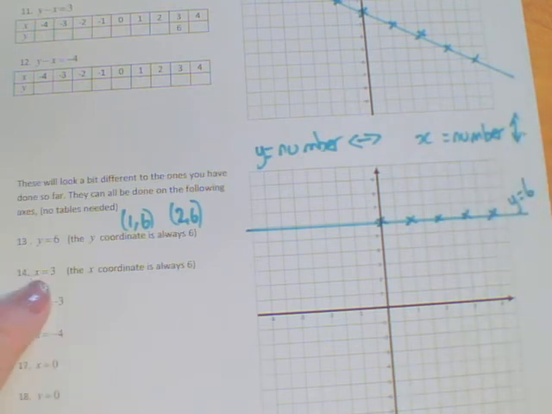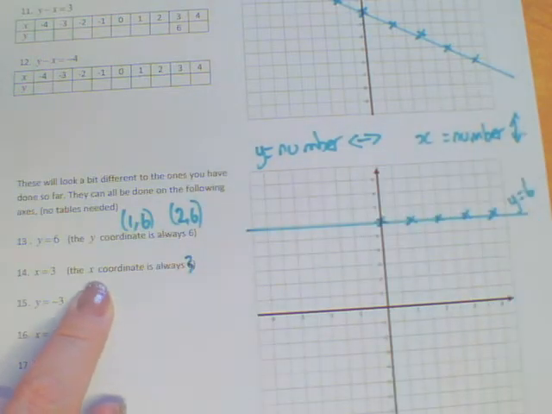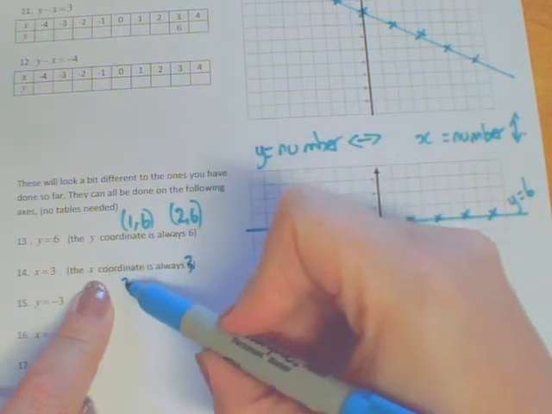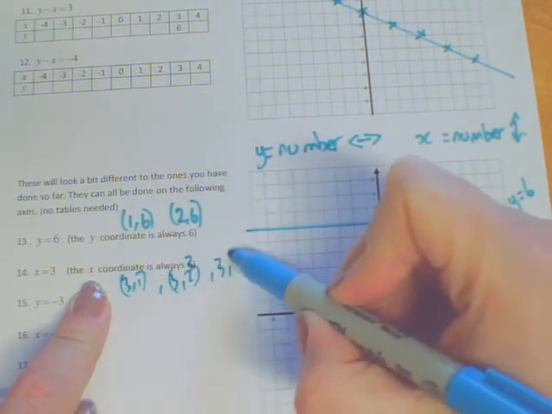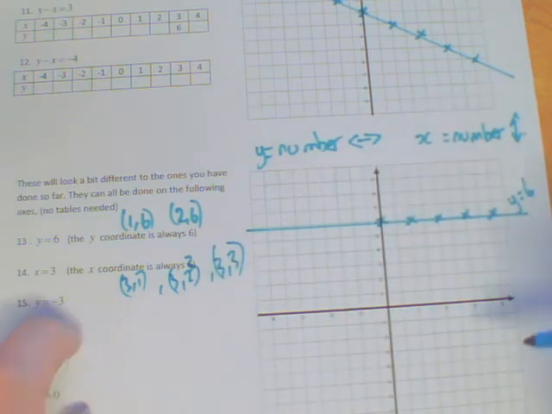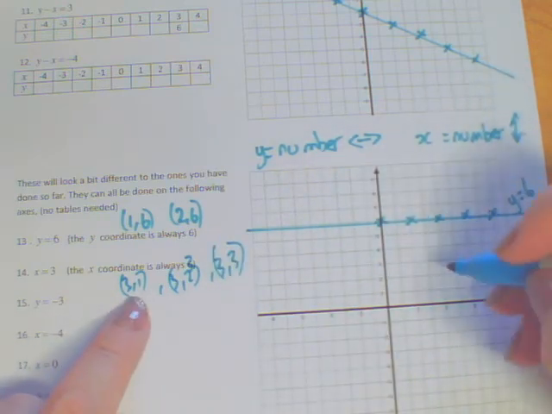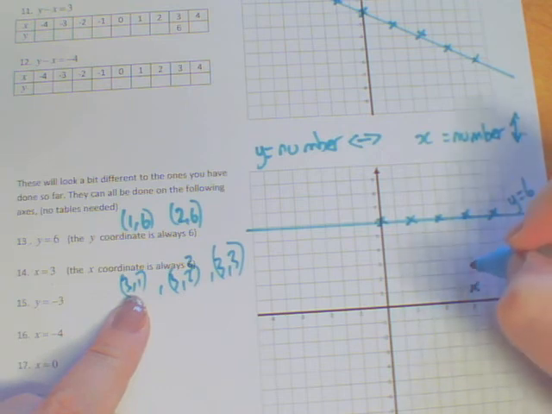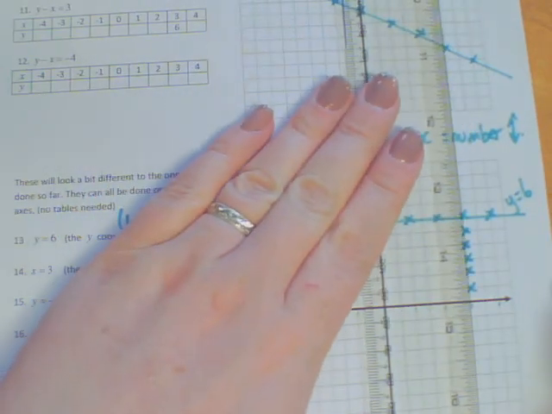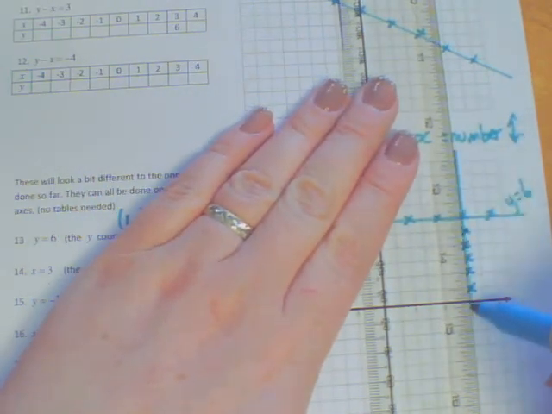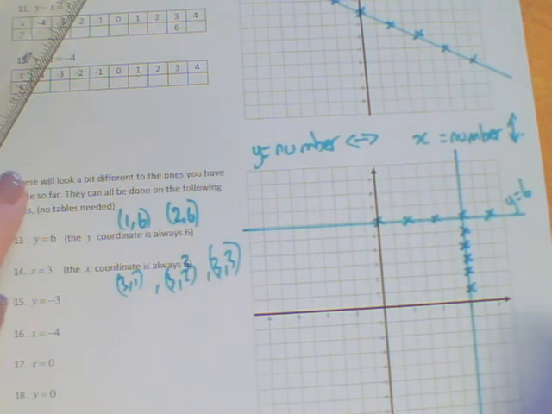x equals 3 means anything where the x coordinate is always 3. So I could have 3, 1, 3, 2, 3, 3, and so on. And if I was to plot those, then you will see that they form a vertical line through the number 3. So that's x equals 3.